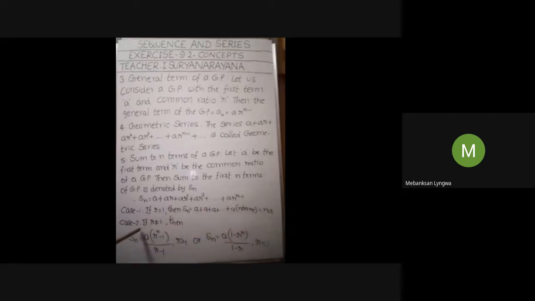Right. Case 2, if r is not equal to 1, meaning the common ratio is not equal to 1, then r may be greater than 1 or less than 1.